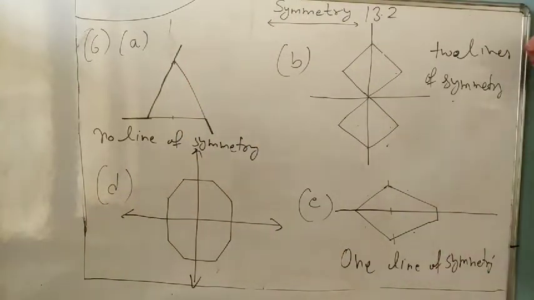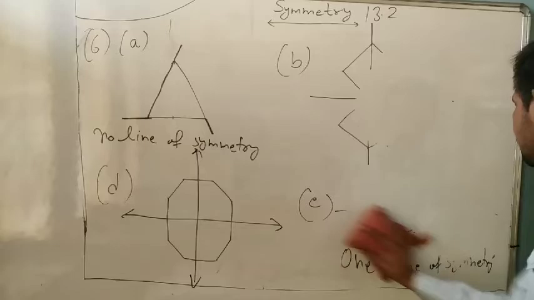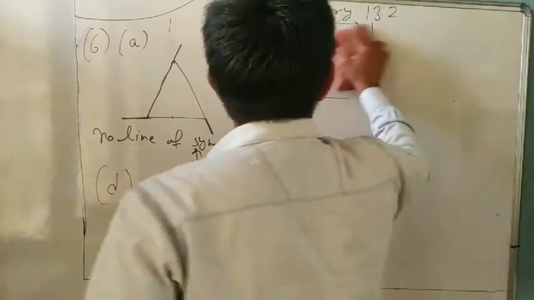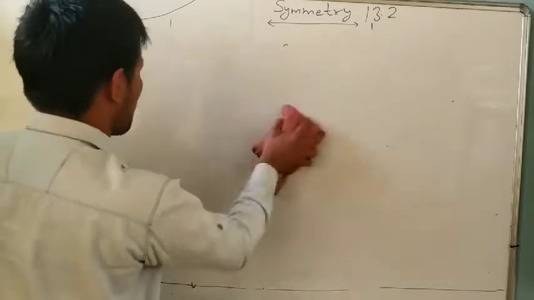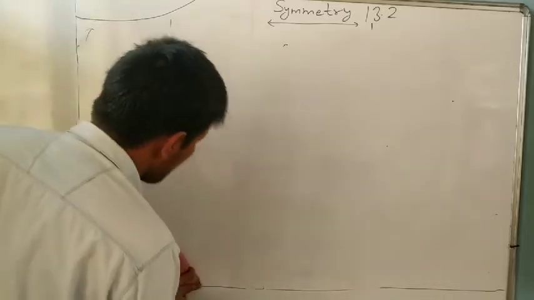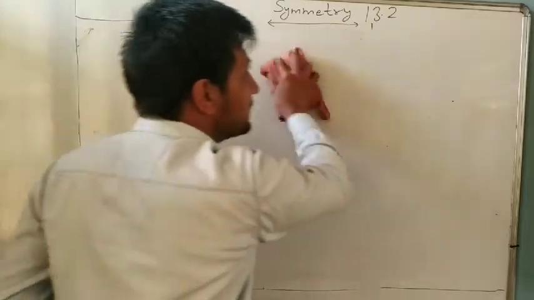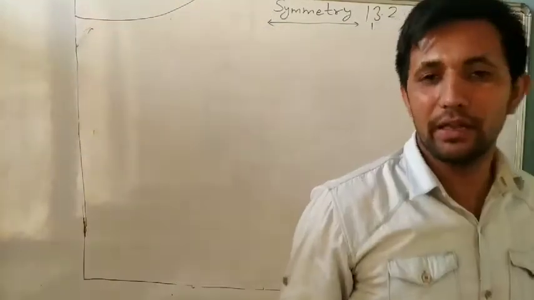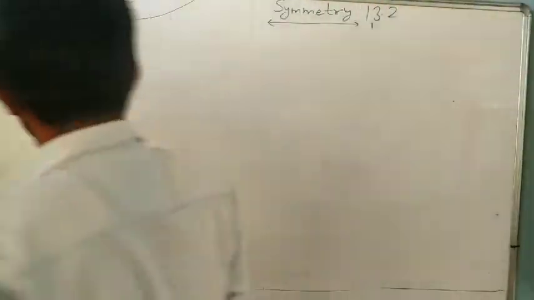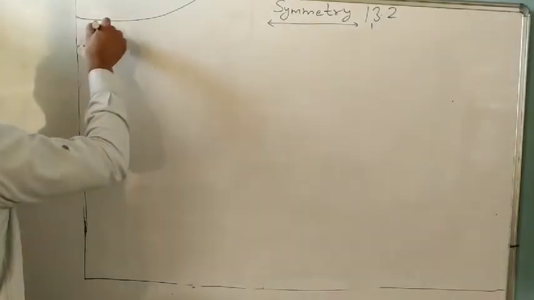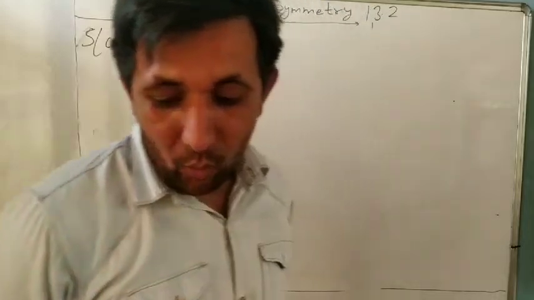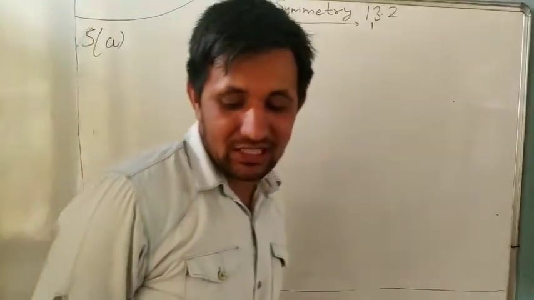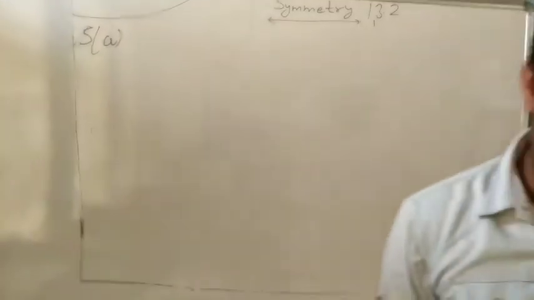Okay. Now question number 5. If you do not understand, if you are facing problems in any question, you will make the figure and cut it with scissors, then you will fold it. Okay. Now question number 5, A part. A triangle on a square paper, sketch the following. A triangle with a horizontal line of symmetry.